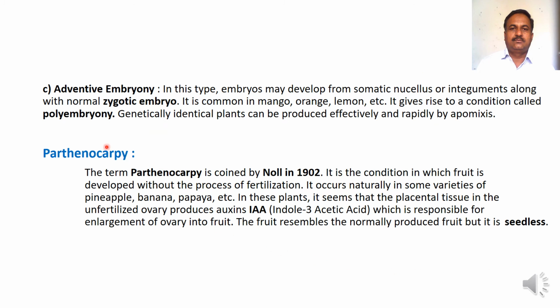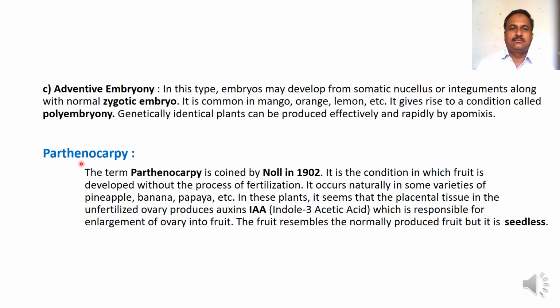The third type is adventive embryony. In this type, embryos may develop from somatic nucellus or integuments along with the normal zygotic embryo. It is common in mango, orange and lemon. It gives rise to a condition called polyembryony. Genetically identical plants can be produced effectively and rapidly by apomixis.